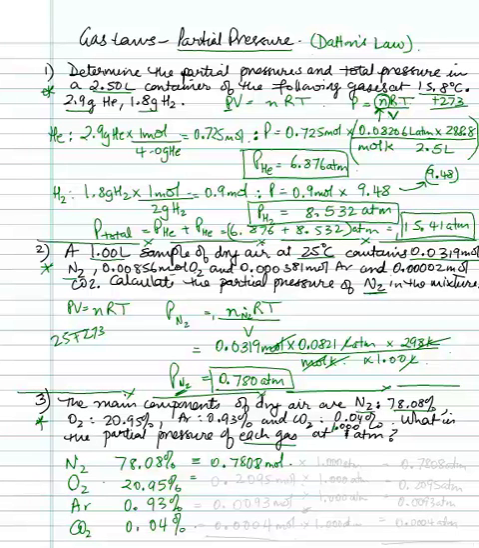So 78.08 divided by 100, because this is a percent. And so that's how you would do it for all these numbers: 0.2095 moles of oxygen, and then 0.0093 moles for argon, and for carbon dioxide it's really a very, very small number, 0.0004 moles of carbon dioxide. So that is the number of moles that we have.